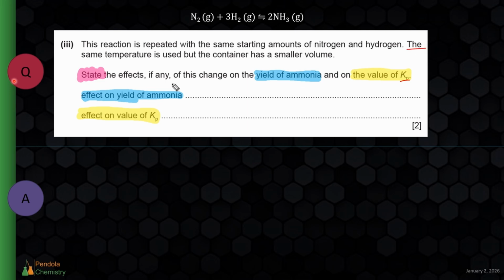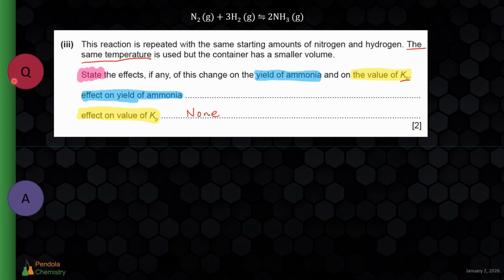Now the question says the same temperature. Because temperature doesn't change, the K value, which is temperature dependent, cannot change. Remember that temperature is the only thing that will change the K value, whether it's Kc or Kp. So the effect on the value of Kp is that it has none. There is no effect on the value of Kp. Since this is carried out at the same temperature, and the only thing that changes is the volume, the value of Kp will not change because temperature doesn't change.